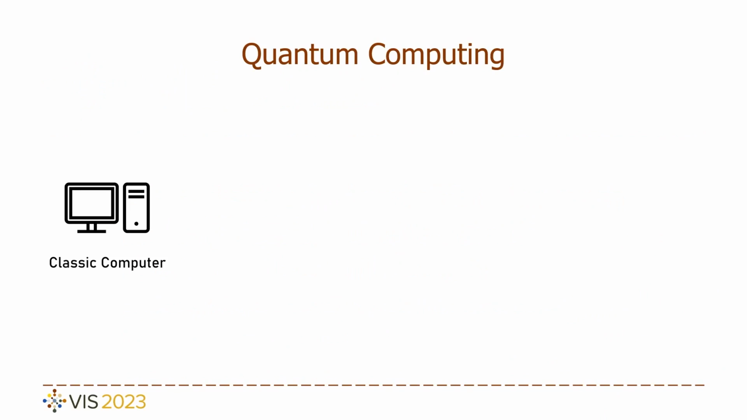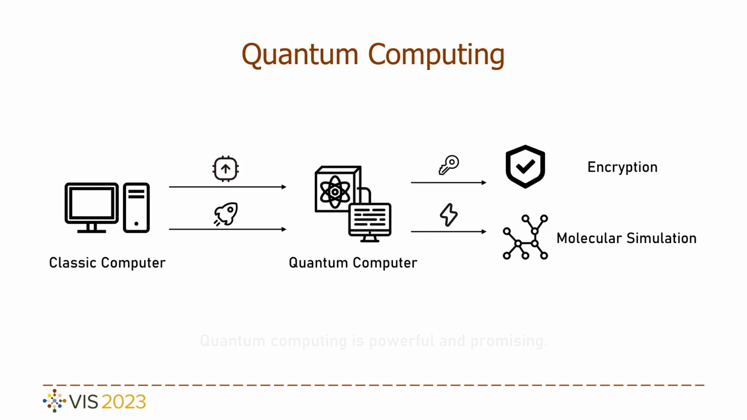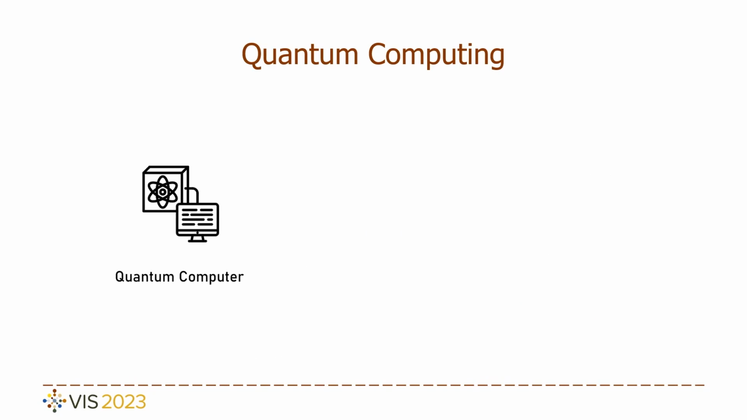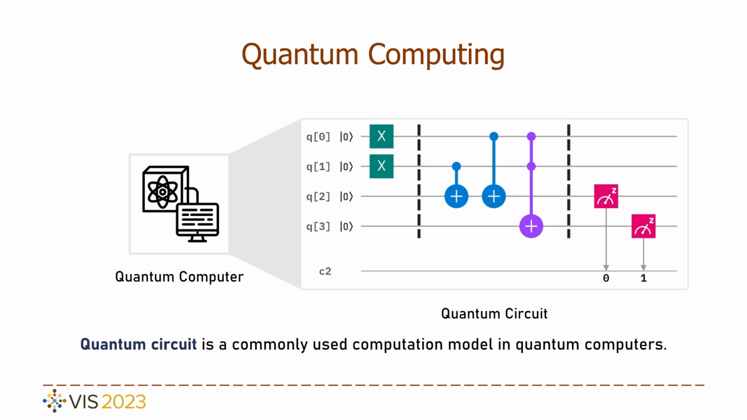The quantum computer is an upgraded and powerful version of the classical computer. It provides exponential speed-ups and significant advantages in fields like security and chemistry. Current quantum computers often use a computation model called quantum circuits to implement complicated quantum algorithms.